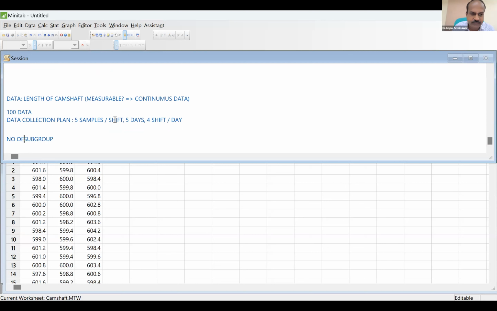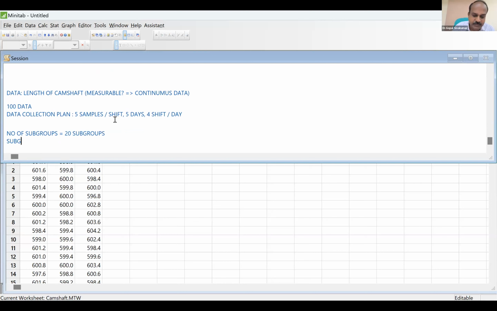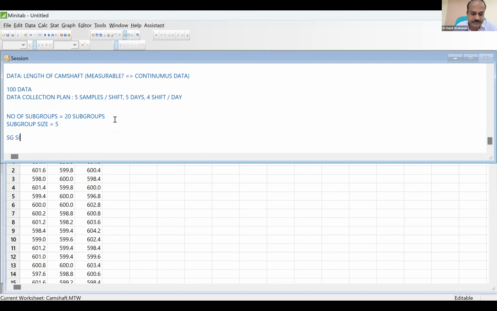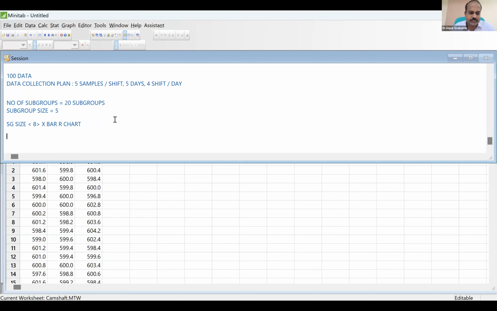So how many subgroups do you have? Totally 20 subgroups. And inside each subgroup, how many samples have you taken? 5. That is called the subgroup size. Whenever your subgroup size is less than 8 and your data type is continuous, you should go for a control chart known as X bar R chart.